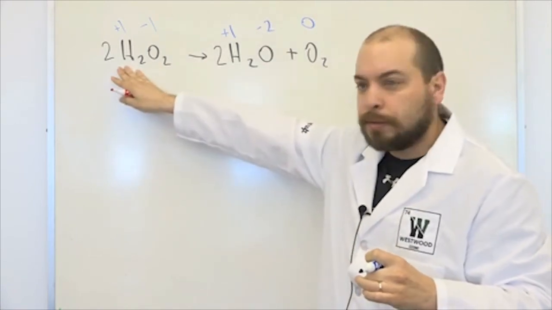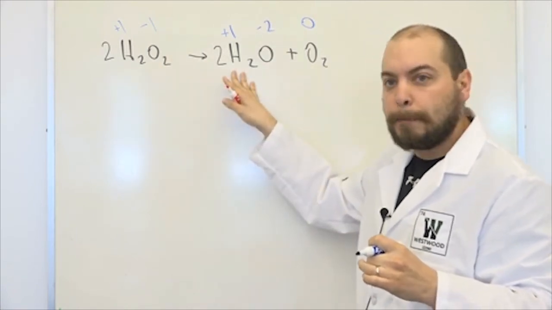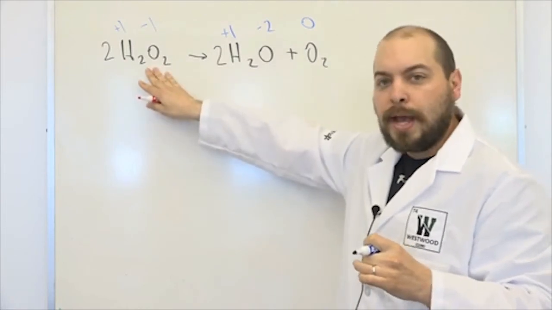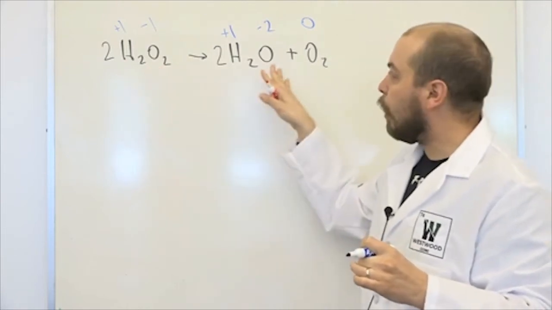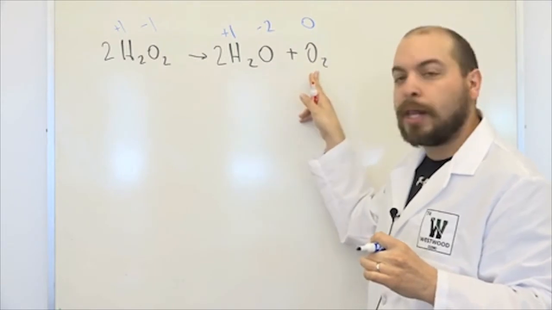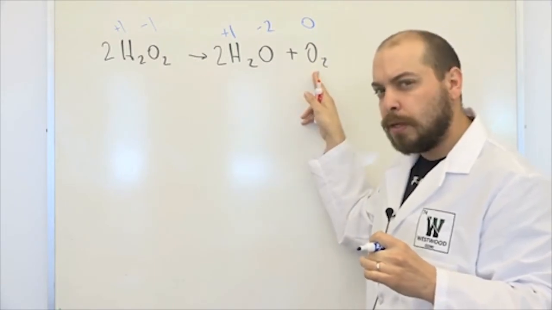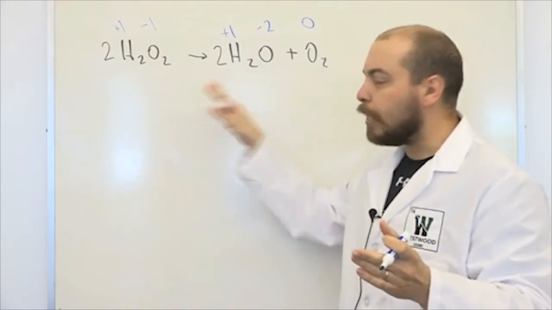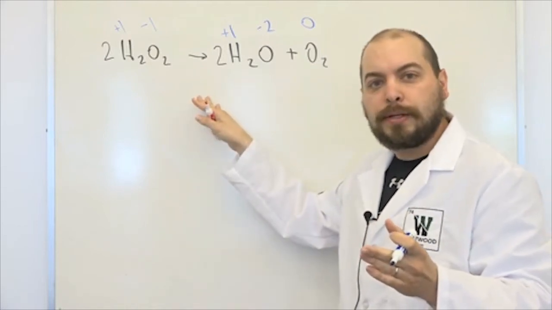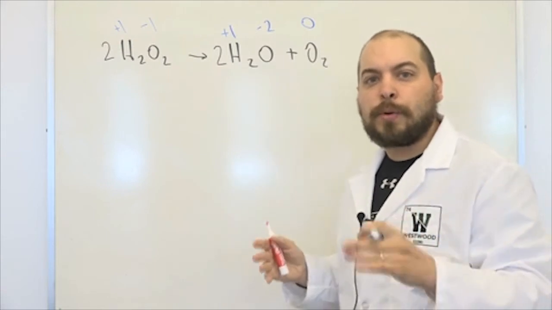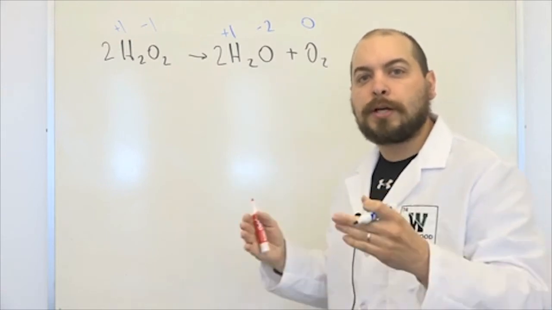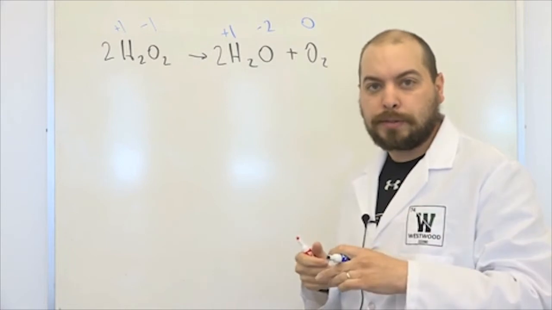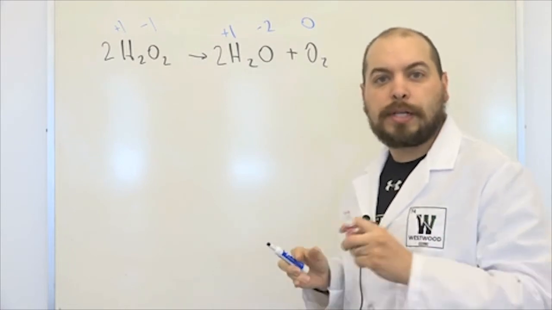Hydrogen is +1 here, and it's +1 here. But you'll notice that oxygen in our reactant is -1, but in our product, within water, it's -2, and within elemental oxygen, it's 0. So its oxidation number actually changed. That's a really important observation to make, because what that tells us is that we have just undergone what is called a reduction-oxidation reaction. So let's talk about reduction oxidation very quickly.